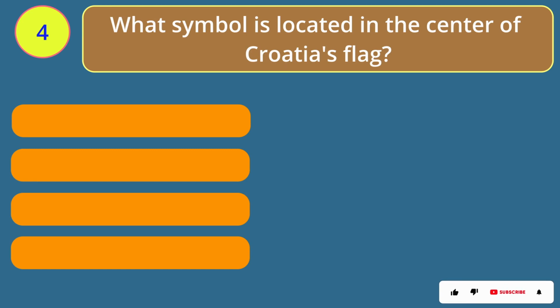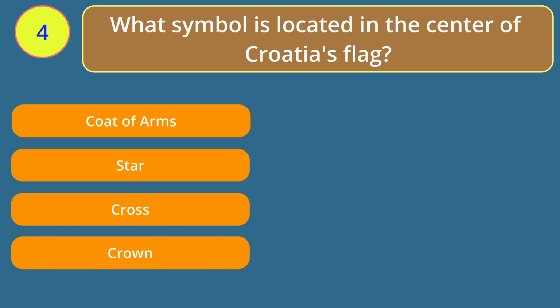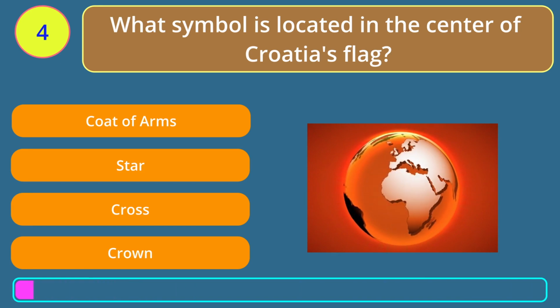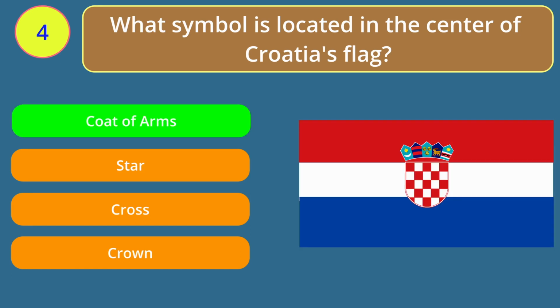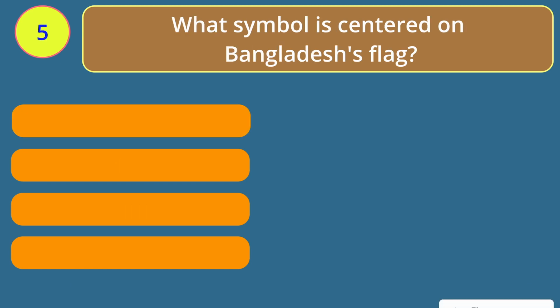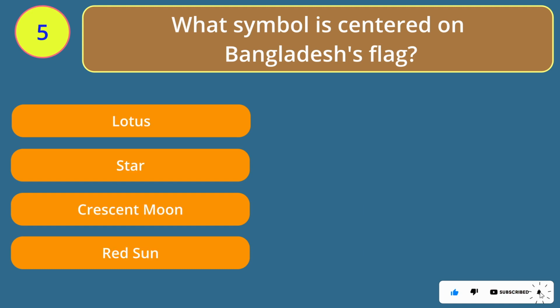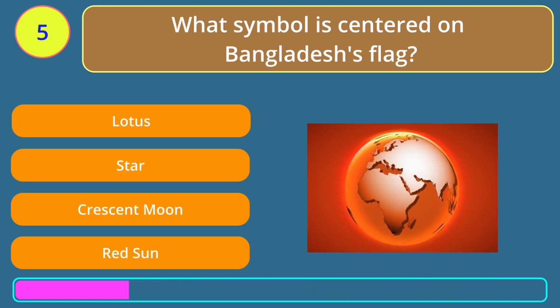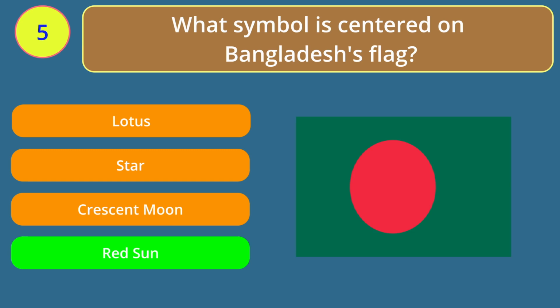What symbol is located in the center of Croatia's flag? The four options are coat of arms, star, cross, crown. The correct answer is coat of arms. What symbol is centered on Bangladesh's flag? The four options are lotus, star, crescent moon, red sun. The correct answer is red sun.